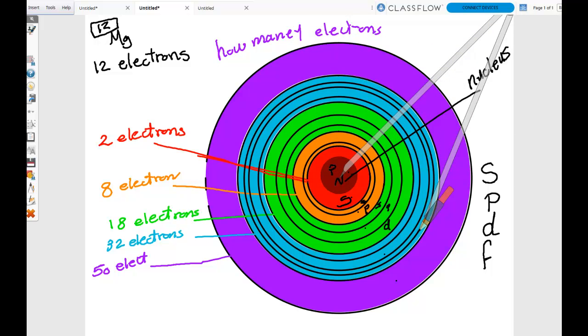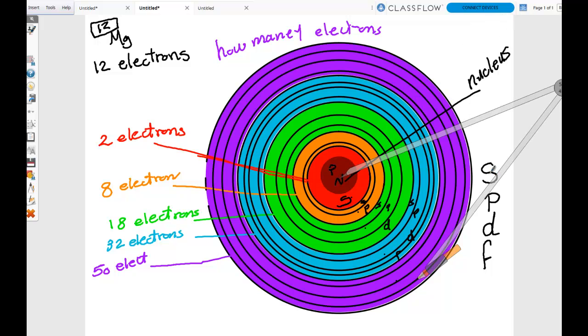So we'll call them S, P, D, and F. Any subshell S takes 2 electrons. Any subshell P takes 6 electrons. Any subshell D takes 10 electrons. Any subshell F takes 14 electrons.